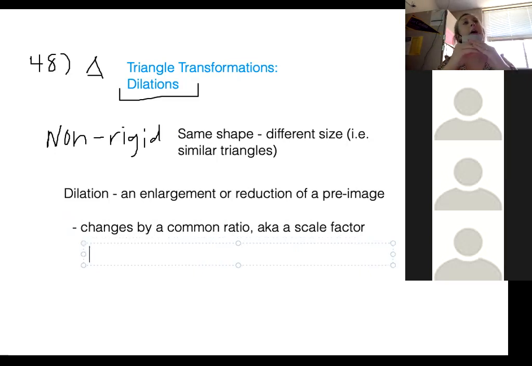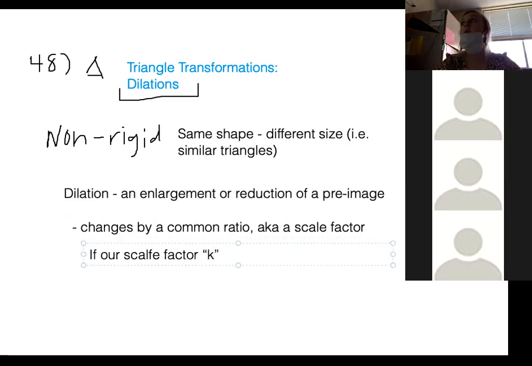So let's talk about our scale factor. A lot of times for a scale factor, they use the letter K. So I'm going to go ahead and put that. Did I spell scale wrong? Thank you. I put an extra F in there.